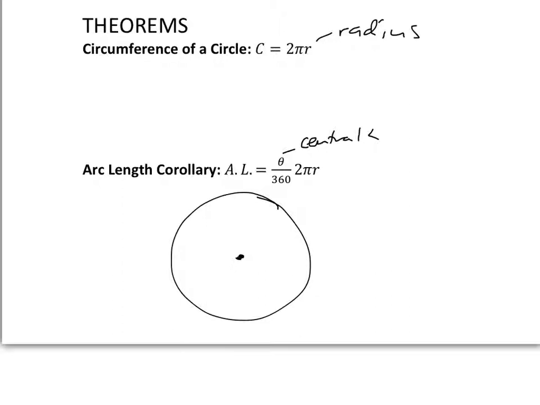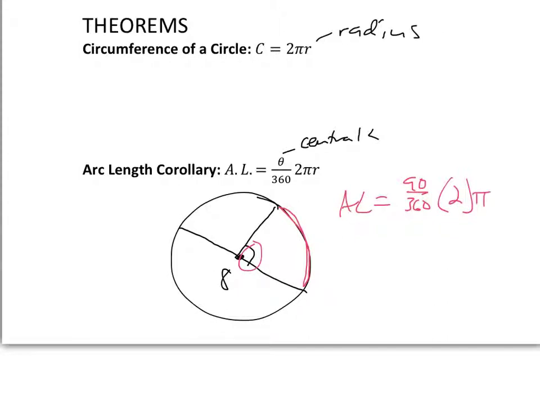All right, let's say the diameter here is 8, and I want to find this arc length right here. Well, all you do is use this equation. So you need to find the radius, and you need to find theta. So AL equals, we need theta. Well, theta is right here, 90 degrees, the angle that creates our arc length. So 90 over 360 times 2 times pi times the radius. The radius is half of that diameter, 8, which is 4.